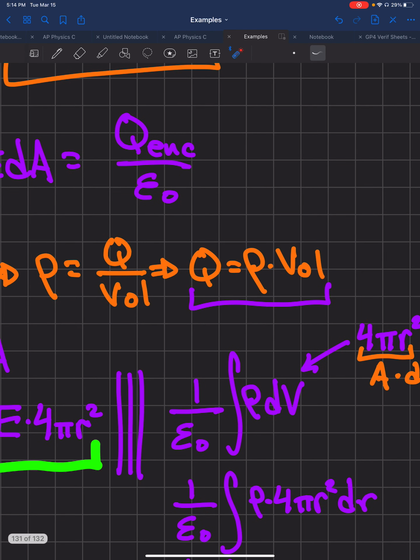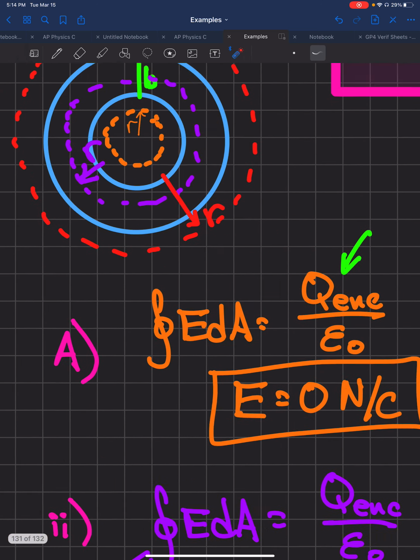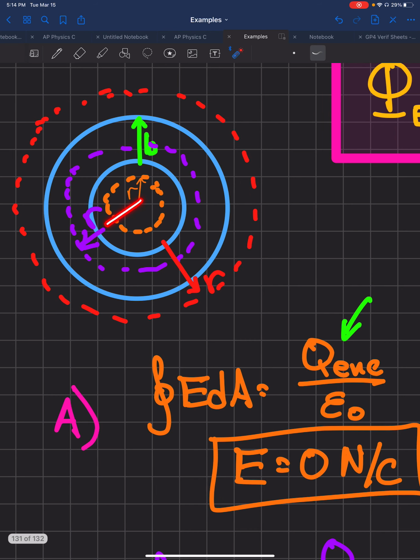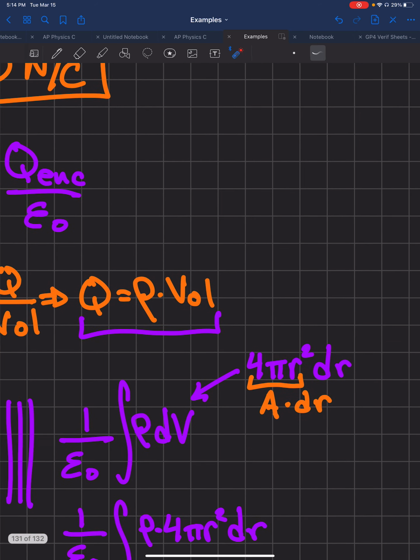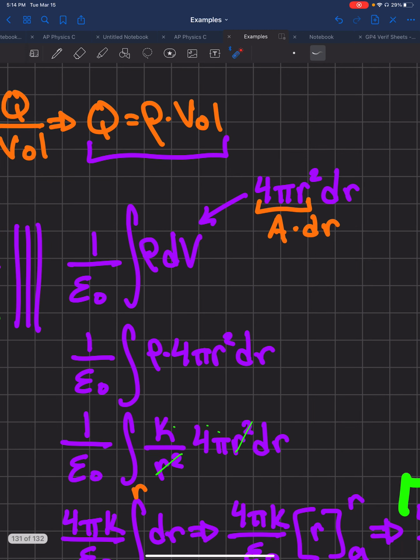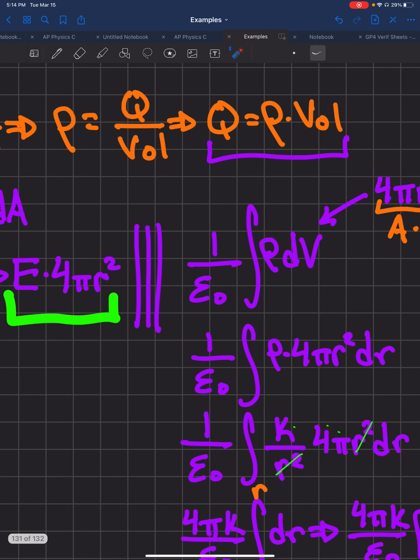Now the right side. This is where it gets a little tricky. It's this Q enclosed. The reason why it's tricky is because the enclosed amount of charge, as you can probably imagine, will depend on how far you have drawn your Gaussian circle, right? If you've drawn your Gaussian circle very close to this inner radius A, it's not going to have very much charge. If you've drawn it very close to this outer radius B, it's going to have most of the charge. So we have to come up with an integral to describe the total amount of charge.